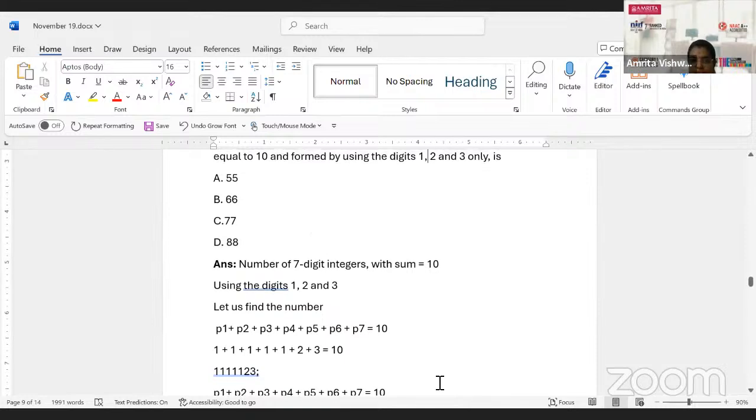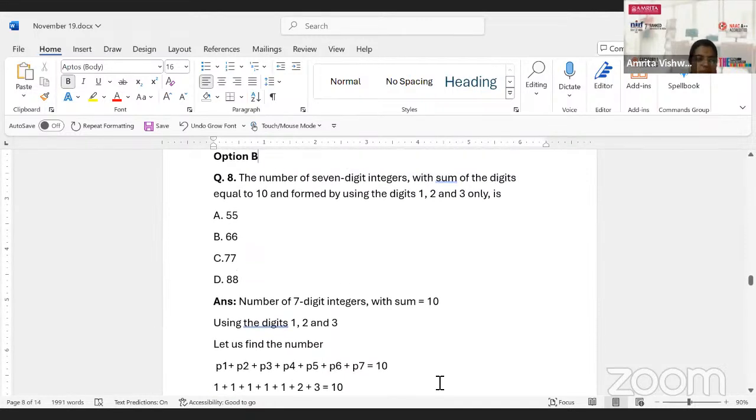I'll just show you the question once again, and those who have any confusions, you can type that in the chat box.